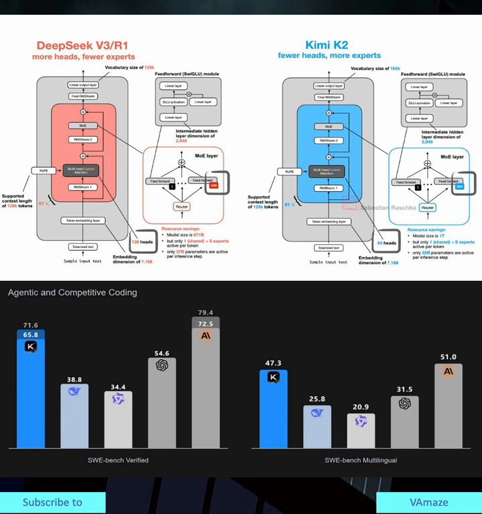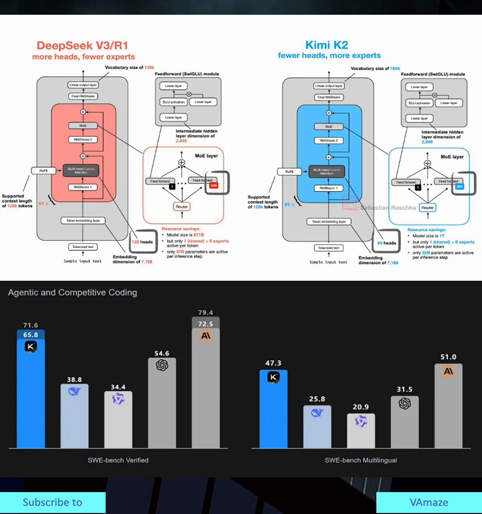Balanced context. Supported context length 128K tokens. Matches DeepSeek's capability. Identical context window enables fair performance comparison. Compact efficiency. Model size 1T parameters with selective activation. 329 parameters active per inference step. Ultra efficient. Smaller active parameter count than DeepSeek.